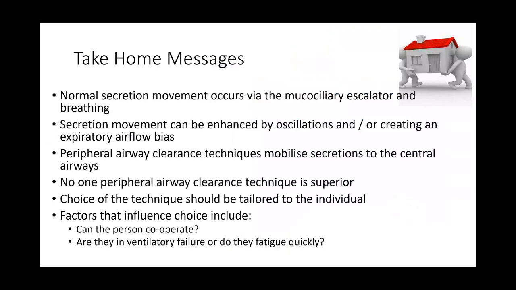So hopefully from today's presentation, the take-home messages that I've explained are that normal secretion movement occurs via the mucociliary escalator and breathing. Secretion movement can be enhanced by oscillations or creating an expiratory airflow bias. Peripheral airway clearance techniques mobilize secretions into the central airways. If the cough is impaired, you're going to have to use something else for that. No one peripheral airway clearance technique is superior. Therefore, the choice of the technique should be tailored to the individual. And you may find that you need to use combination techniques, or try one technique, it doesn't work, move on. You've got lots in your toolkit.